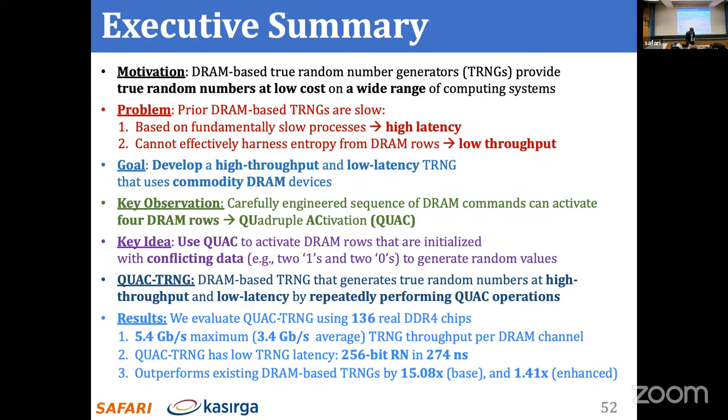Yes, so I have some slides for that. Let me bring that up. That's a good question. That's the trickiest part, because we use the post-processing mechanism, and that helps us significantly reduce the bias. There's something called bias in random number generators.